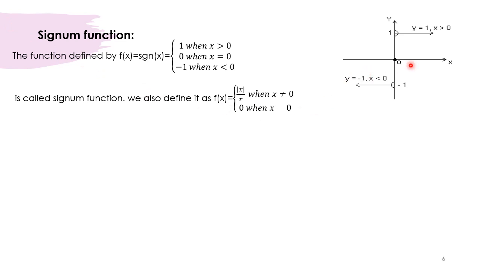So the graph is like this, right? When x equals 0, you get y = 0. When x is greater than 0, y equals 1, and for x less than 0, y equals -1. So domain and range: the domain is the set of real numbers, as you can see, greater than 0, equal to 0, less than 0. And the range is, because it takes only three values, -1, 0, 1.